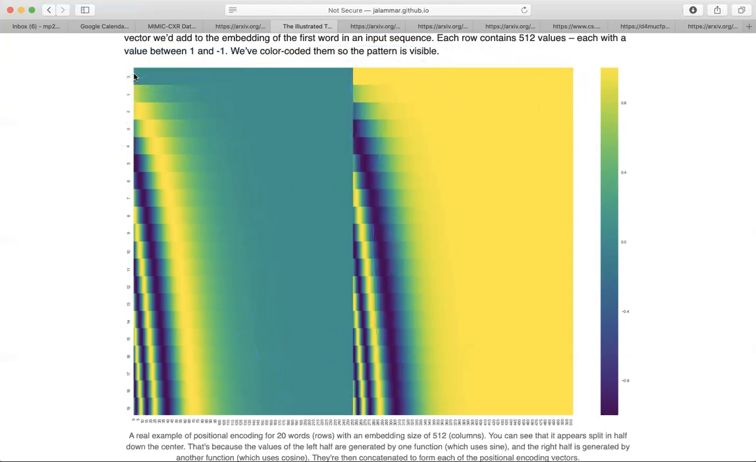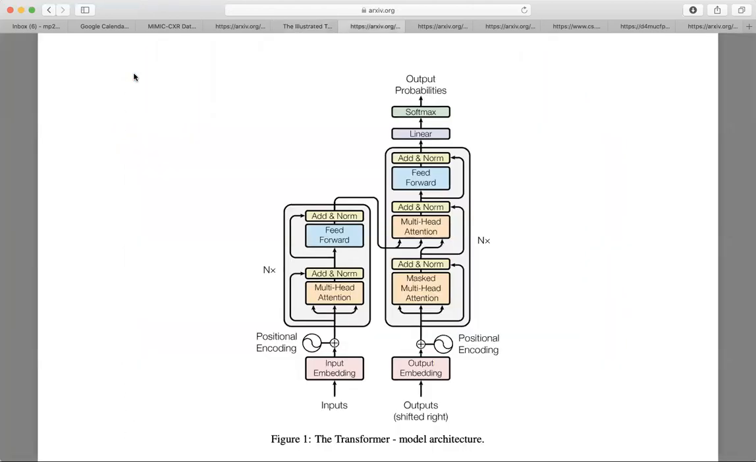Anyway, if you're interested, you can go to this blog. So that's the whole gist of positional encoding. Now we've already covered this part. So we'll talk about this part today and then move on to BERT and GPT.